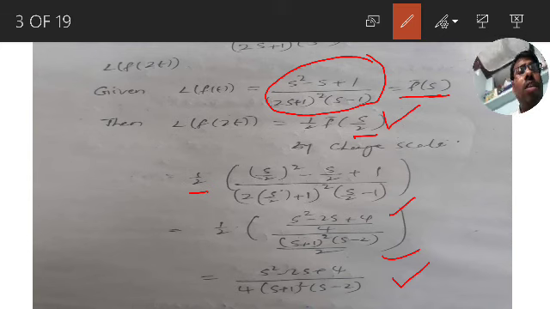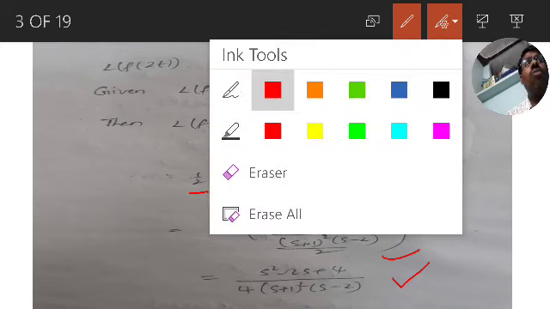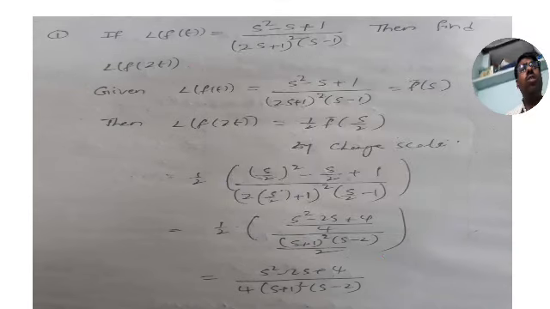What is the answer? s square minus 2s plus 4 by 4 into s plus 1 whole square into s minus 2. So this is our first problem. Take it down, guys. Change of scale property, if it comes for 3 marks. So this is our problem.